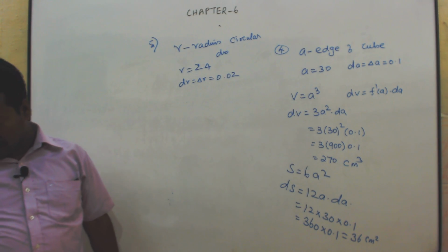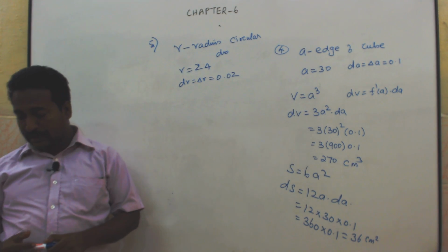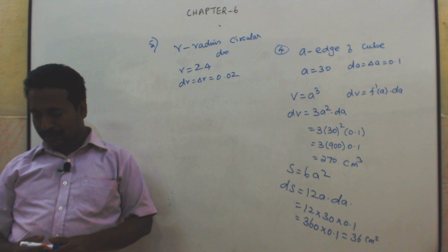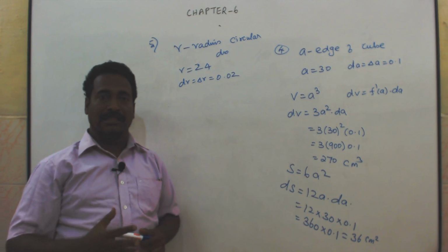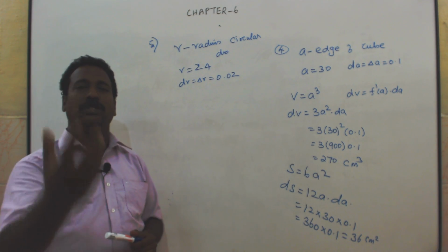What did they ask? Use the differential to estimate the maximum error in the calculated area of the circular disc. Maximum error means you have to find out the absolute error.